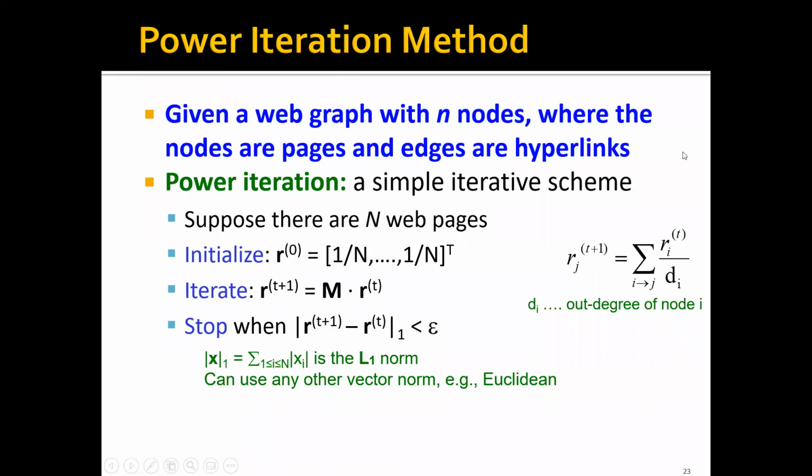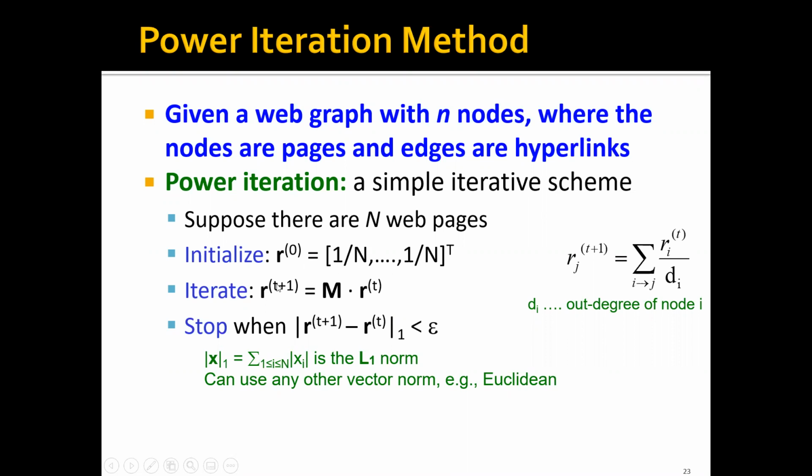So now let's talk about how to solve for the vector r in the matrix formulation using the power iteration method. So given a web page with n nodes, where the nodes are pages and the edges are hyperlinks, the power iteration is actually a very simple iterative updating scheme that goes as follows. Suppose we have n web pages, and that we are using the superscript here to index the number of iterations. We will first initialize the vector r so that it is 1/n for every entry.